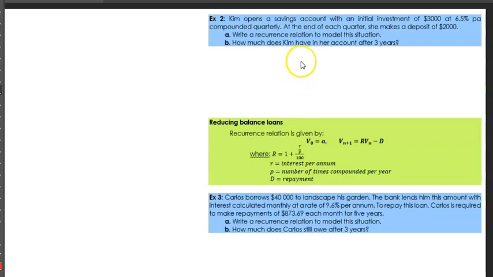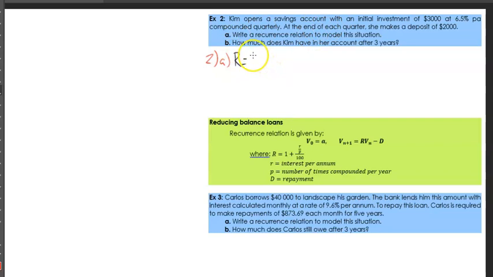quarterly. At the end of each quarter, she makes a deposit of $2,000. We're going to write a recurrence relation to model this situation, and then we're going to use this recurrence relation to find how much Kim has in her account after 3 years. So we're going to be careful with that part B to it, because it's 3 years and there's a quarterly compound. We'll get to that in a second. First, we need to figure out what our common ratio is to write a recurrence relation.